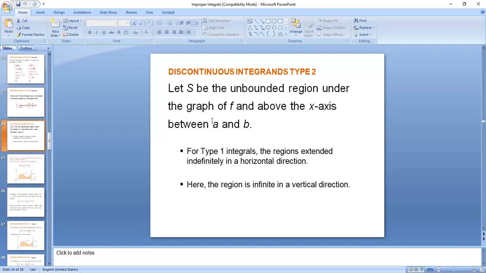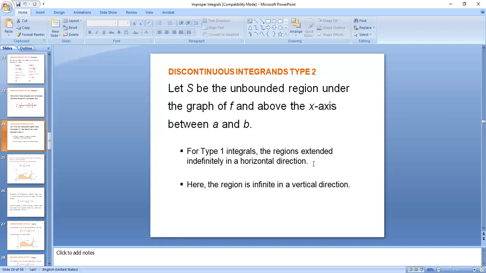So let S be the unbounded region under the graph of the function f and above the x-axis between a and b. For type 1 integrals, the region extends indefinitely in a horizontal direction. If you notice, class, in type 1, our graph of the function can either be infinitely increasing in area towards the right or infinitely increasing in area towards the left part of our Cartesian plane. So it's going to only extend either to the right or to the left.